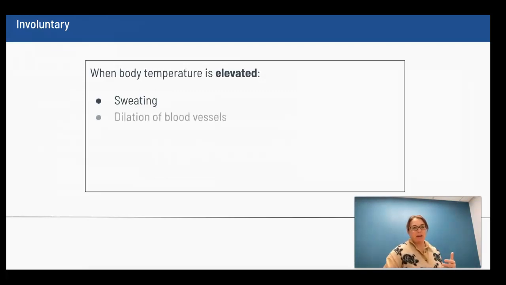The other thing that your body will do is dilate your blood vessels. So you might notice when you get hot, you get really flushed, or you can kind of feel that heat on your skin. That's your body dilating the blood vessels, so opening them up more and allowing that heat to get to the surface of your skin and evaporate that way. And so those would be the involuntary things that happen in your body to control and bring down your body temperature without you even having to think about it or do anything.